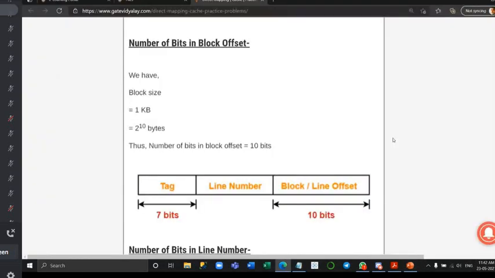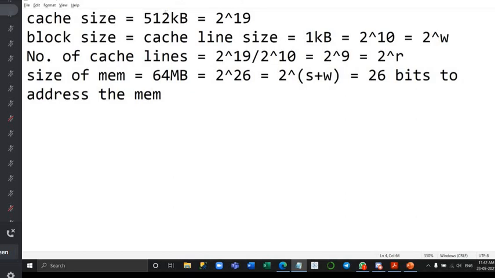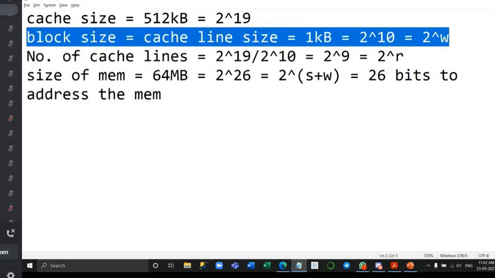They found the word, which is the block line offset, as 10 bits. We found the same as well. W is 10. How did we find it? W is 10 because the block size is 2 to the power 10, right? Yes, we found it like this.